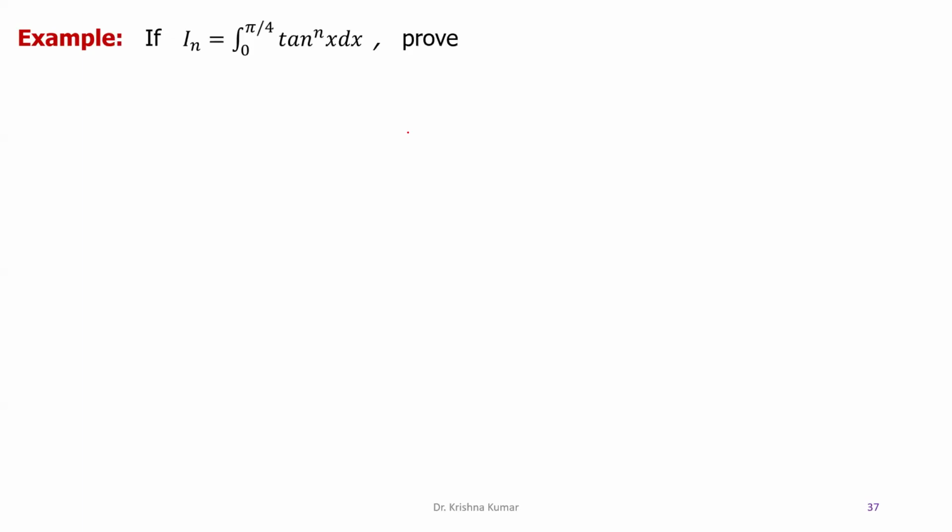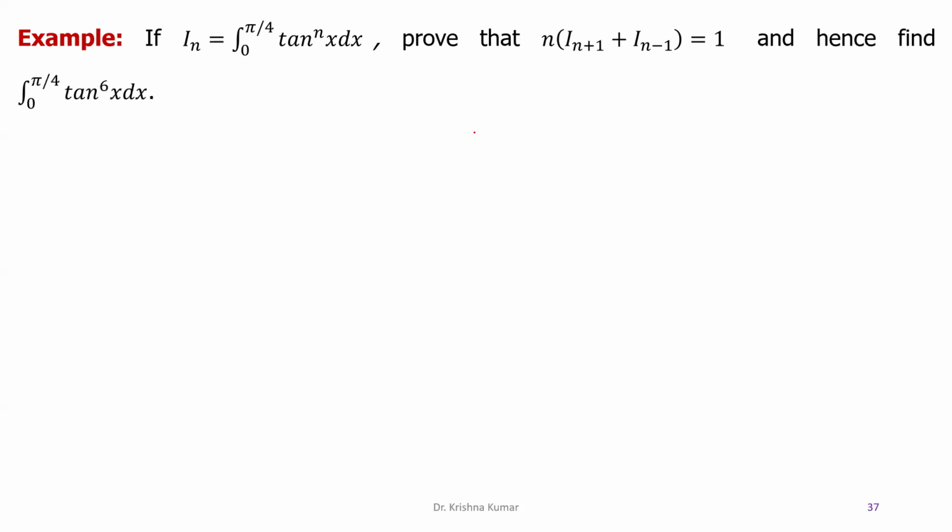The question is, if I_n is equal to the integration of tan to the power n x under the limit 0 to pi by 4 with respect to x, prove that n times (I_{n+1} + I_{n-1}) is equal to 1, and hence find the integration of tan to the power 6 x under the limit 0 to pi by 4 with respect to x.